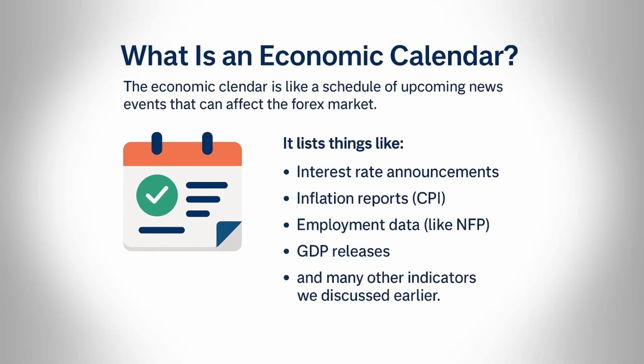An economic calendar is like a schedule of upcoming news events that may affect the Forex market. It lists things like interest rate announcements, inflation reports, employment data, GDP releases, and many other indicators that we've discussed earlier. Each event on the economic calendar shows what time it will happen, which country it is going to affect, and the effect it may have on the country's currency. Think of it like a weather forecast, but this time around for the Forex market.